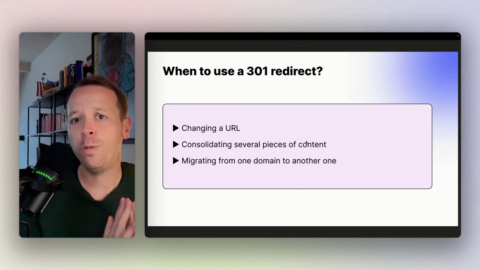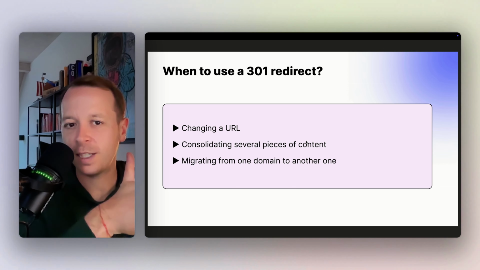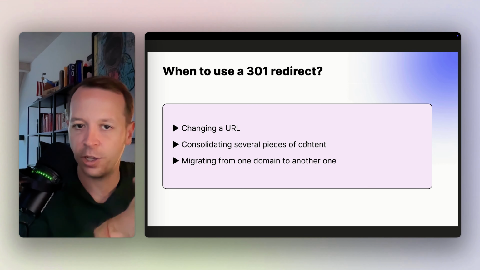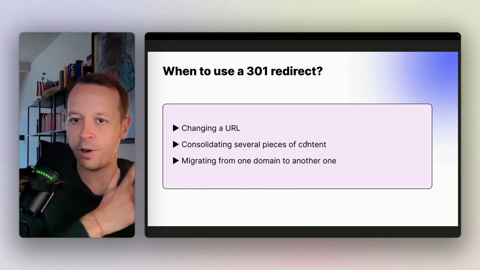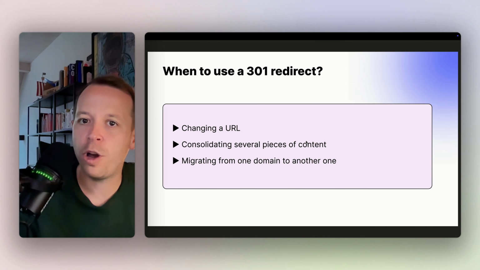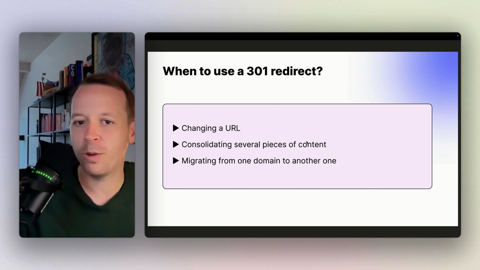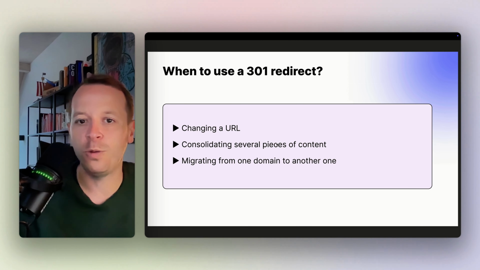And for you to remember when to use it, first of all, it can be the case if you are changing a URL, the thing that I showed you first. So for example, just changing the slug. Second up, if you are consolidating several pieces of content. So maybe you have two blog articles that are both about taxation or something, and they have basically the same content, then you can merge them together and forward every user that opens up the URL to just one.